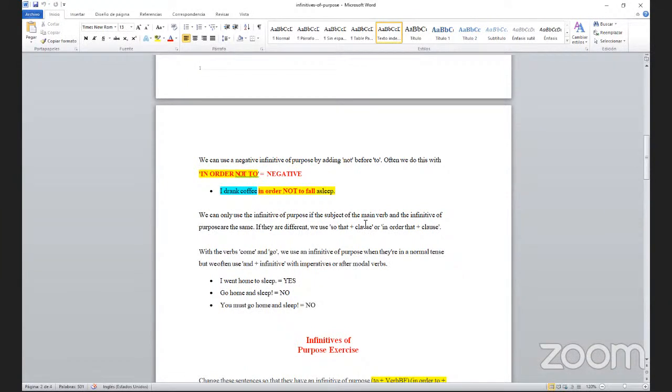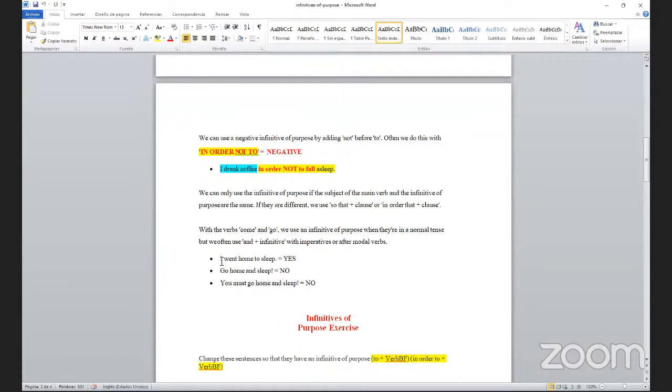No. It's clear. Perfect, great. So after this, we are going to see, for example, these three examples. "I went home to sleep." Is this an infinitive of purpose? Yes, right, because we have here an infinitive.